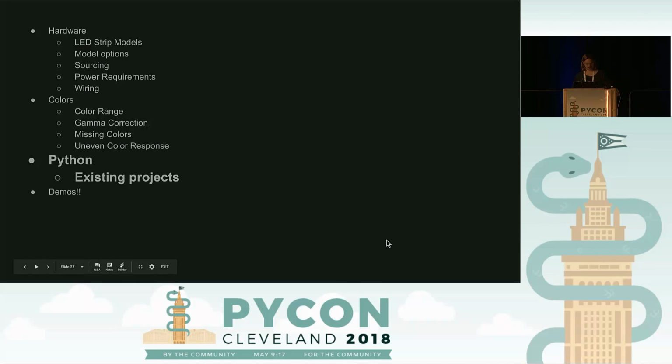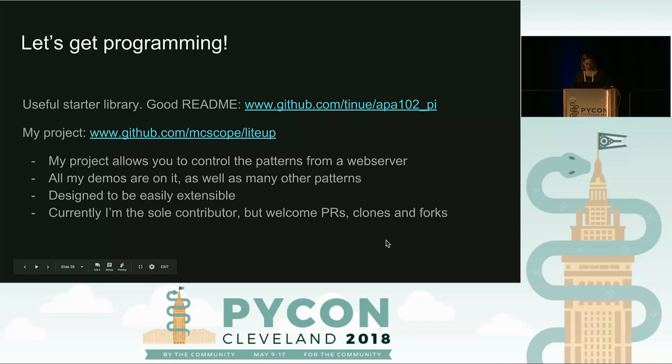Okay, so let's talk about Python now. There are two libraries that I'm recommending if you're going to try this out yourself. The first is the Tinui APA 102 library, which is what I started with. It's a pure Python library that drives these things. Then I forked it and added, well, I'm a web developer, so everything needs to be a microservice. There's a client that actually drives the light on the Pi, and then it requests a configuration from a server that could be hosted anywhere.